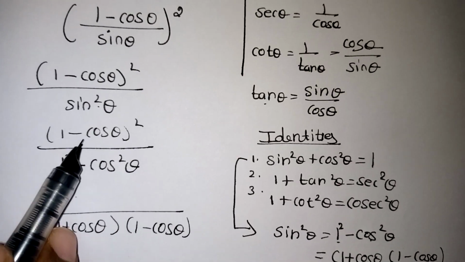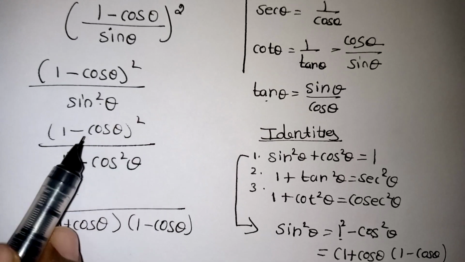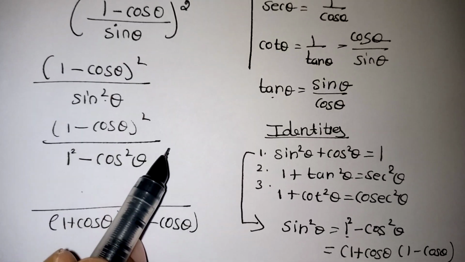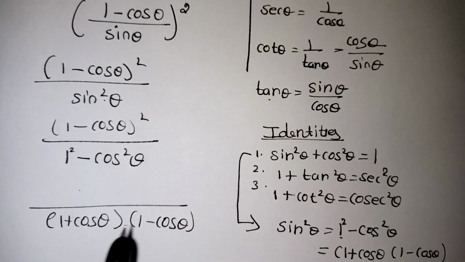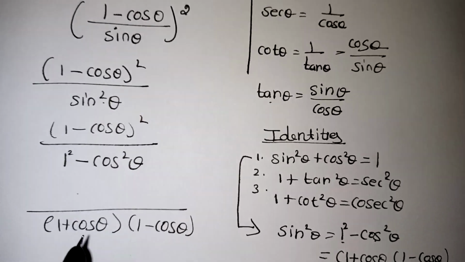Now the numerator, 1 minus cos theta the whole square, is there. So you don't expand it by a squared minus b squared minus 2ab. You have to keep your answer always in mind. I want (1 plus cos) by (1 minus cos), like that only my answer is given.